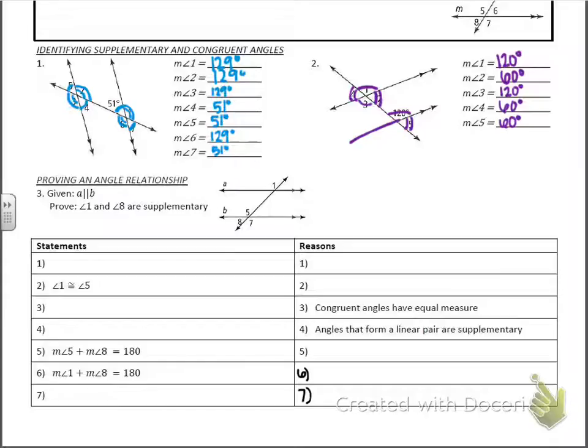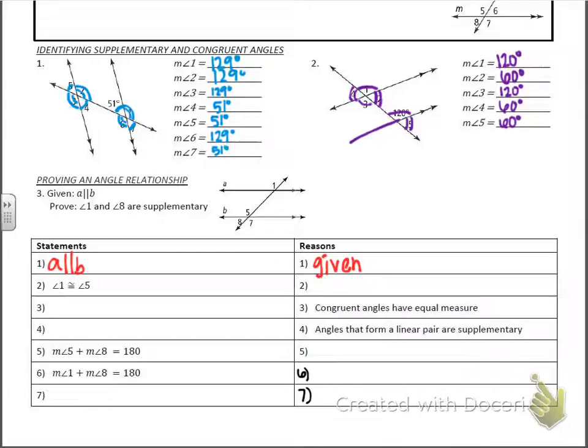Talk with your neighbor. So knowing that these are parallel and knowing we want to show that 1 and 8 are supplementary, talk with your neighbor. What are some ways that we could prove that? It will always be the first statement, the given. So it's going to be A is parallel to B, and the reason is that it is given. That's my favorite one.